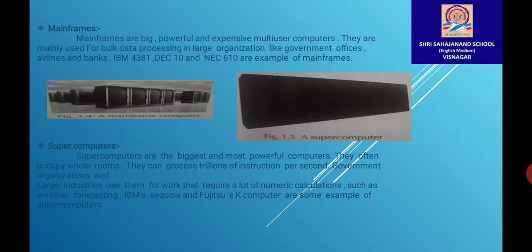Supercomputers. Supercomputers are the biggest and most powerful computers. They often occupy whole rooms. They can process trillions of instructions per second. Government organizations and large industries use them for work that requires a lot of numerical calculations, such as weather forecasting.